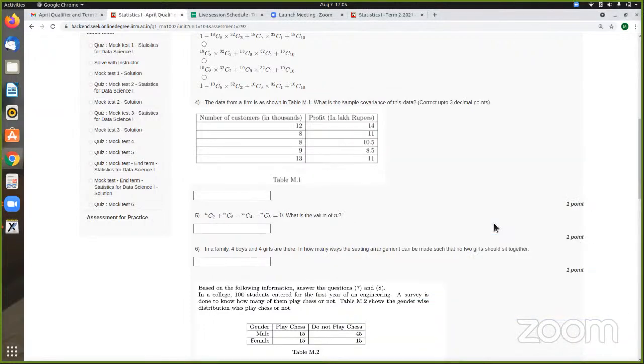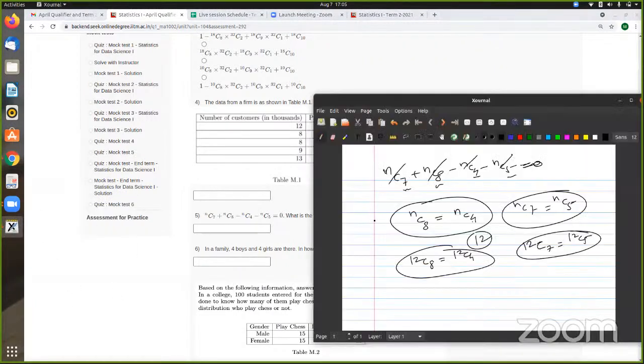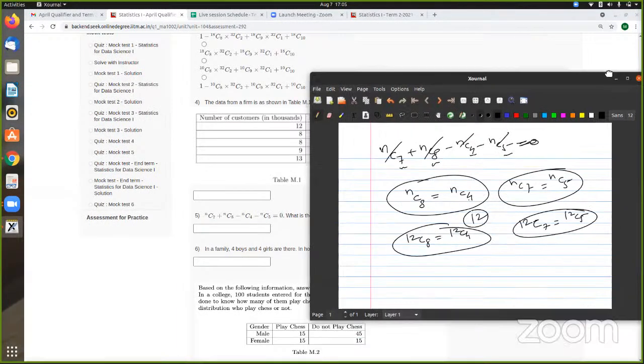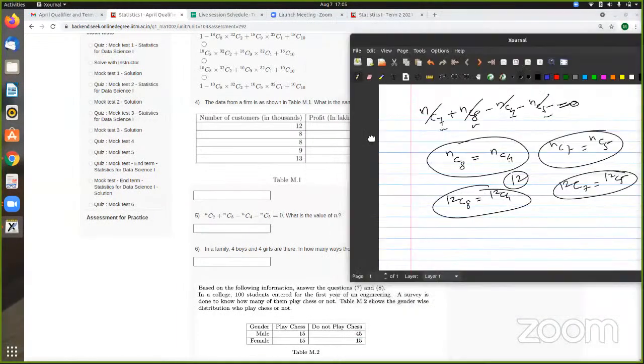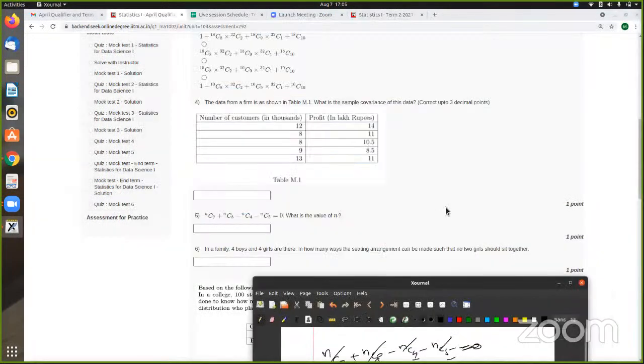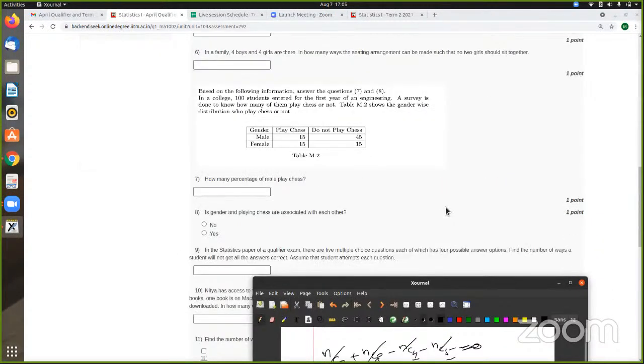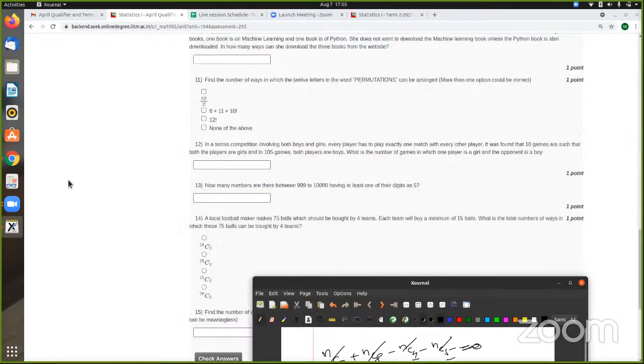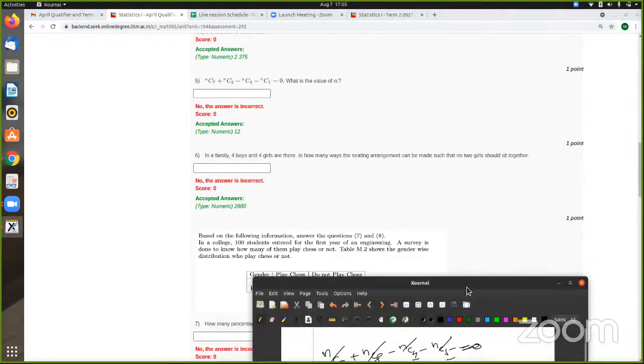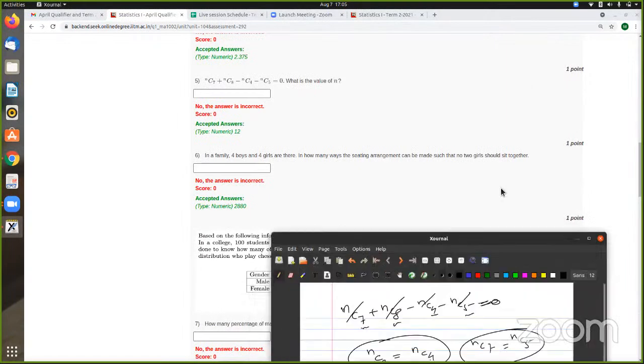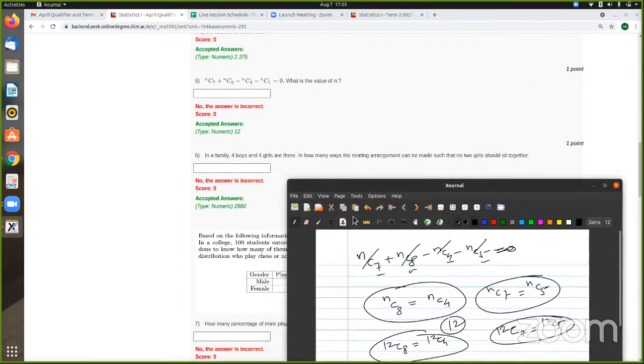Next question, the sixth question. This is some standard question, right? There are so many questions of this kind. Can you tell me, sir, how you got this answer? I got the answer as 1152. Okay, I will check. So can you tell me how you solved the question?